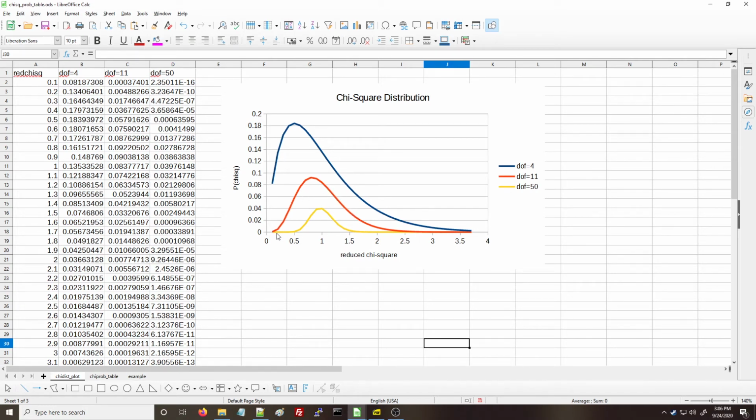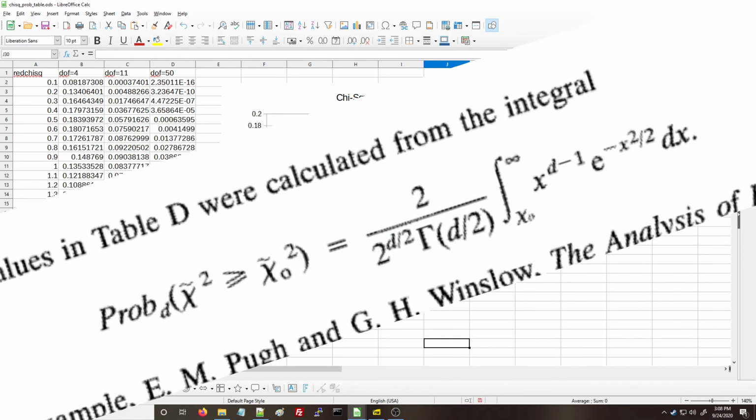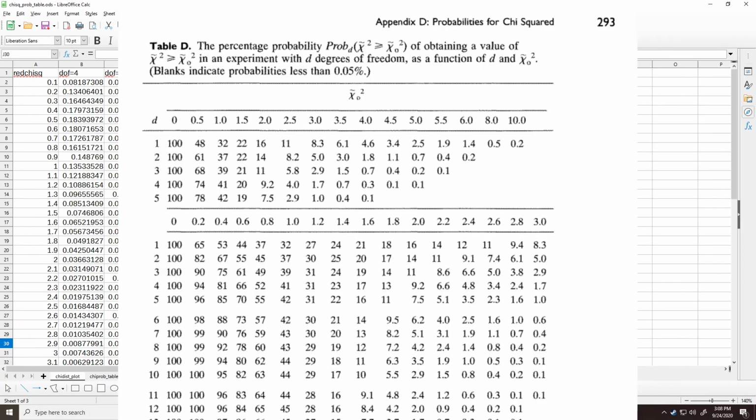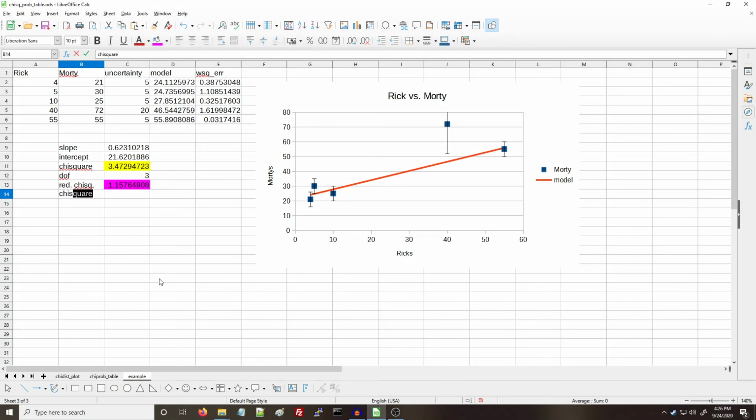To actually calculate this probability, we need to integrate the chi-square distribution from our reduced chi-square value up to infinity. This is difficult to do by hand, so many people often look up the value in tables in the appendices of statistics books. However, you can use spreadsheet functions to calculate it for yourself. The spreadsheet function we're going to use, which is the same in LibreOffice Calc, Microsoft Excel, and Google Sheets, is chi-square.dist.rt, which gives the right tail probability of the chi-square distribution.